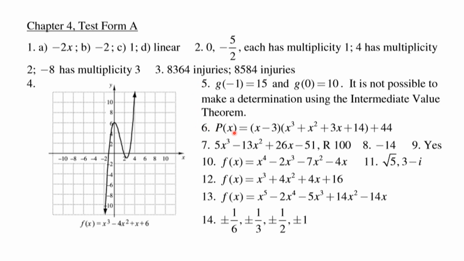Number 6, this is the polynomial. So you have x minus 3 times x cubed plus x squared plus 3x plus 14, and then after that you put parentheses and it's plus 44. This is the answer to number 7. This is the answer to number 8. This is the answer to number 9. This is the answer to number 10.